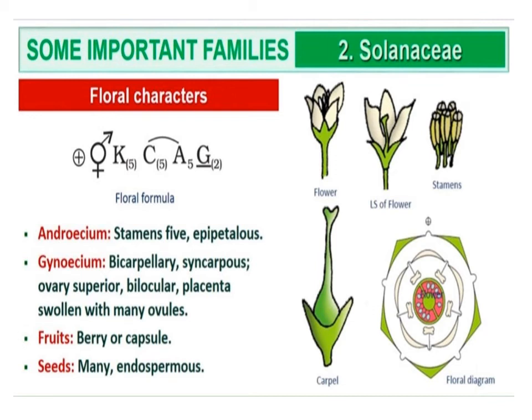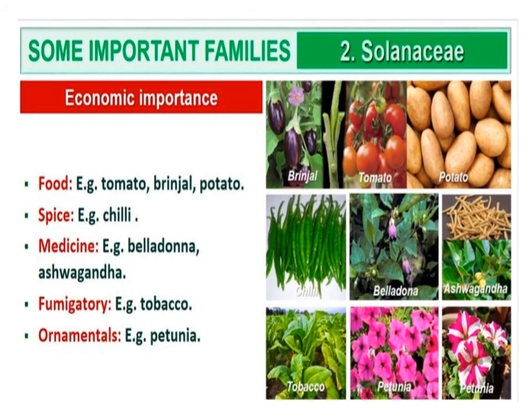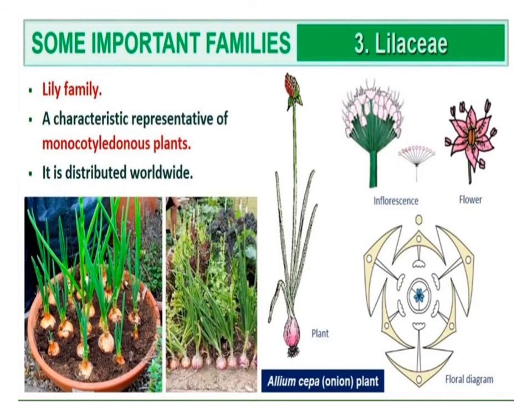Here are the floral characters, floral formula and floral diagram of the Solanaceae family. Economic importance of the Solanaceae family. Many plants of this family are sources of food, for example tomato, brinjal, potato. Spice, for example chilli. Medicinal plants, for example belladonna and ashwagandha. Fumigatory, for example tobacco. Ornamental plant is petunia.